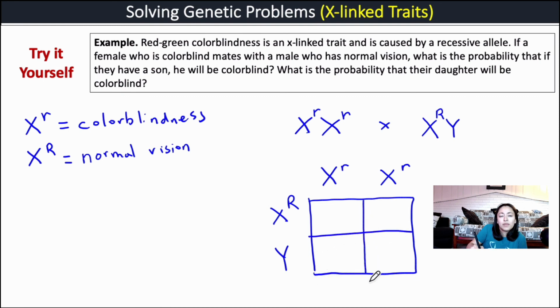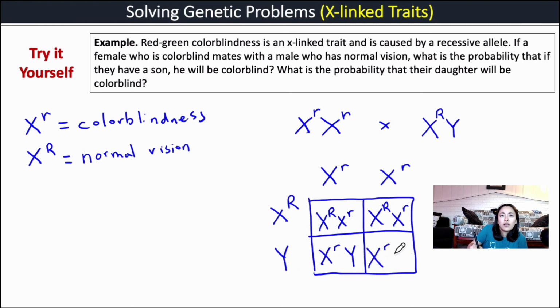Like that. Bring these two gametes together in this square. So now we're figuring out what the possible combinations are in the offspring. Bring this one and this one together. I always, again, do the capital letter first no matter what. And then these two come together. X little r, Y. Bring these two together.